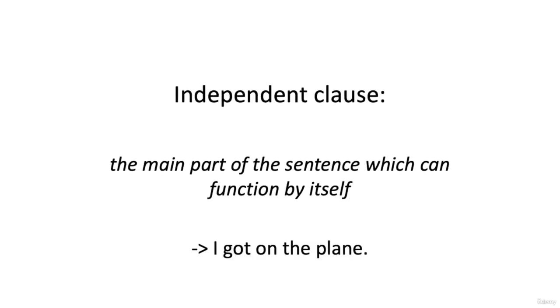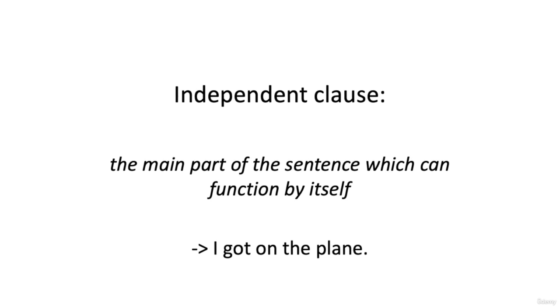An independent clause is the main part of a sentence and can function by itself. Like our previous example, I got on the plane. This sentence is correct. It has meaning. We understand it.